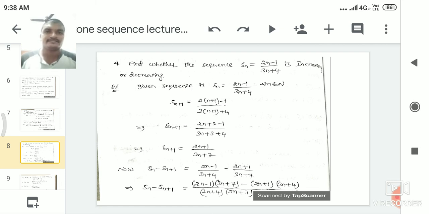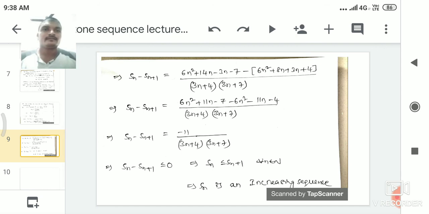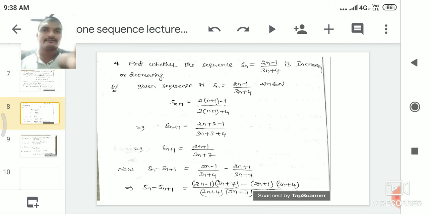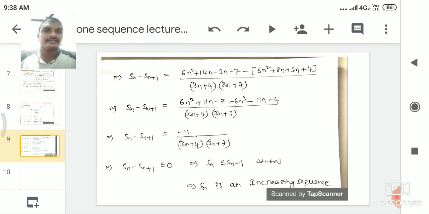Now Sn minus Sn+1. Sn is (2n - 1)/(3n + 4), and Sn+1 is (2n + 1)/(3n + 7). What is the LCM here? (3n + 4)(3n + 7). Here we do cross multiplication: (2n - 1)(3n + 7) minus (2n + 1)(3n + 4). By simplification we get Sn - Sn+1 = -11/((3n + 4)(3n + 7)).